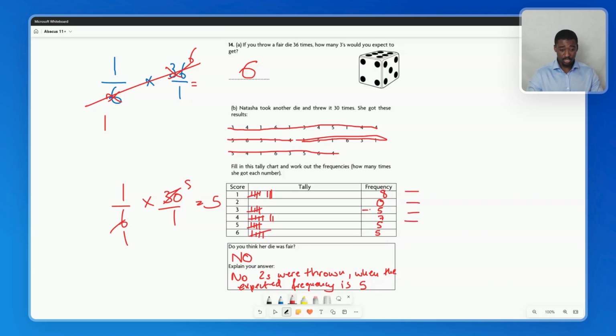And we got 5 for quite a few, which maybe could be part of an argument for why this dice is fair. Maybe if we rolled it more times, then the numbers would align more closely with this 1/6 probability. But again, it's all about how we justify our answer. We could say this dice is not fair because there were no 2s, not a single 2 was thrown, when really the expected frequency is 5. We're expecting 5 2s out of 30 rolls.